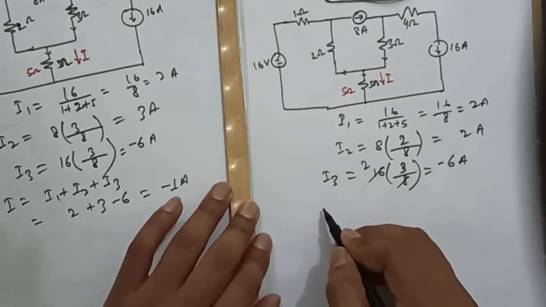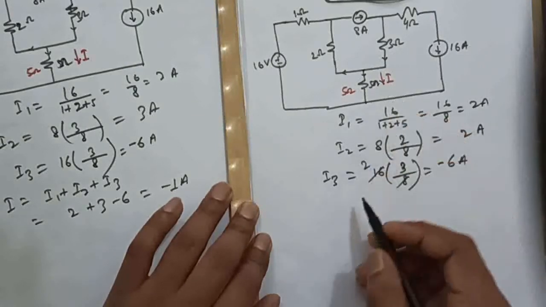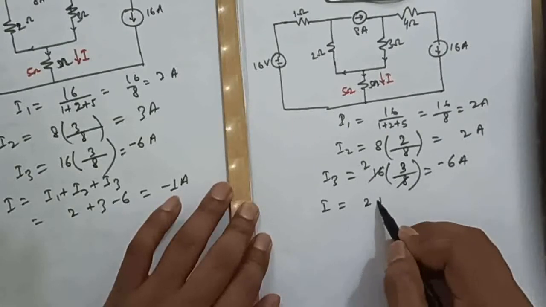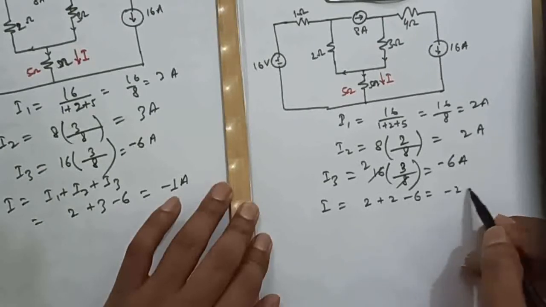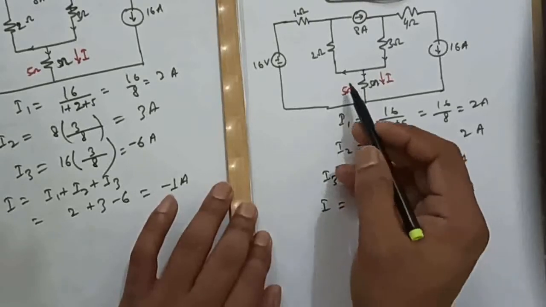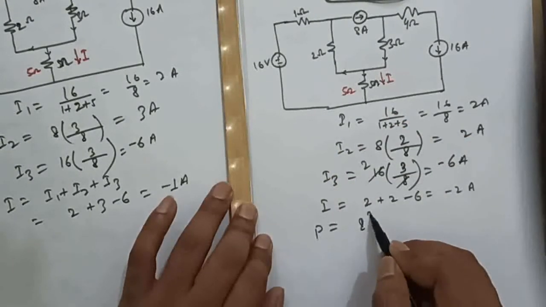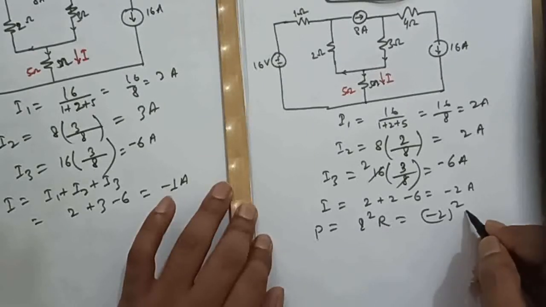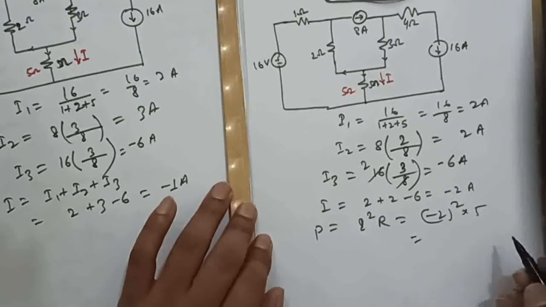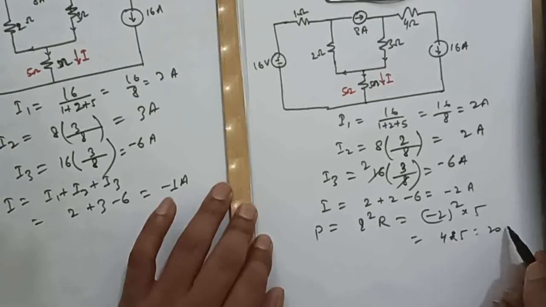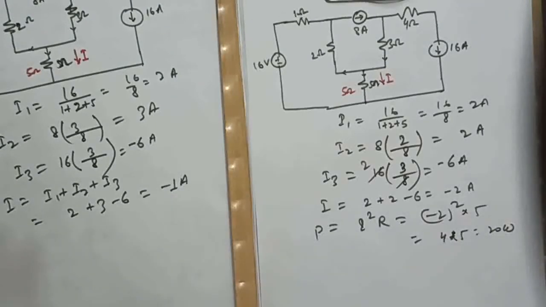So the net current in 5 ohm resistor I will be sum of these three, that is 2 plus 2 minus 6, which is equal to minus 2 ampere, right? Now let us calculate power loss in 5 ohm resistor. P is equal to what? I square R. So minus 2 square into R is what? 5. So 4 into 5, that is 20 watts, right?